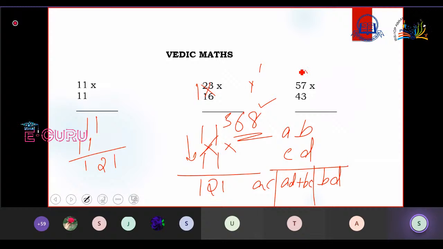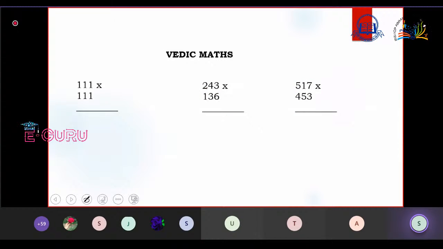Okay. So again 57 into 43. 7 into 3, unit place will be 21 and 1 we will take and 2 we need to carry over. Now cross multiplying 15 plus 28, 43 plus 2, 45. So 4 we need to carry over, right? Now 5 into 4, 20 and 20 plus 4, 24, right? So this will be the answer. And when it comes to 3-digit numbers also, the same method we will be applying.